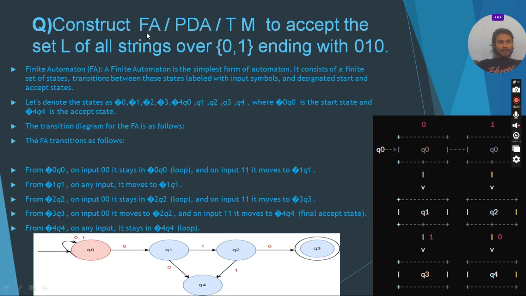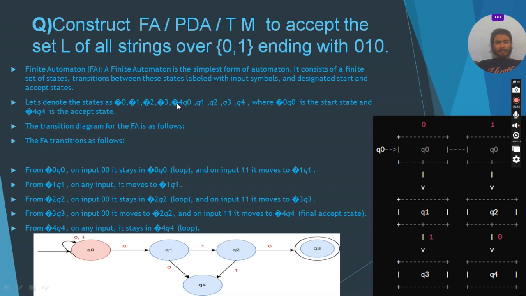So what is an FA? FA is a finite automaton. Finite automaton means it has to terminate at a certain point in time. This is the very basic definition of a finite automaton. It is the simplest form of automaton. It consists of a finite number of states, meaning it has to terminate at some point, with transitions between these states labeled with input symbols, and designated start and exit states. So these are some basic things.